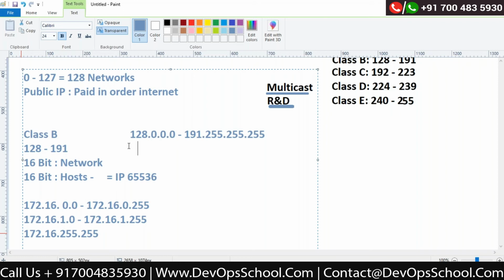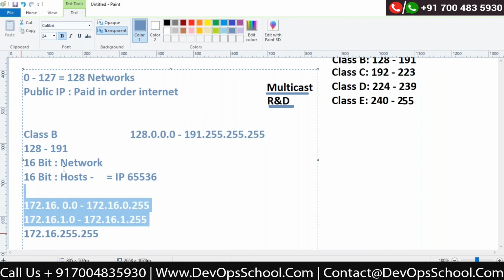So you can see 128 is one network. 128.0, this is one network. 128.1, 128.2, 128.3, it keeps going on. This number is very huge. Why? Because here the number of networks and the number of hosts are equally distributed. So this is again the addressing system.